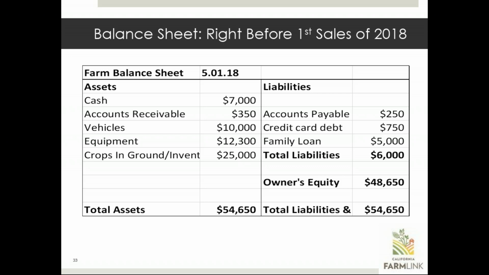So in this case, Rick's Farm, as of May 1st, 2018, has $48,650 in equity. So in theory, if he were to liquidate his business and he was able to cash out on his vehicles and equipment and sell the crops that he has in the ground, pay off his liabilities, he'd have that amount of money in the bank.